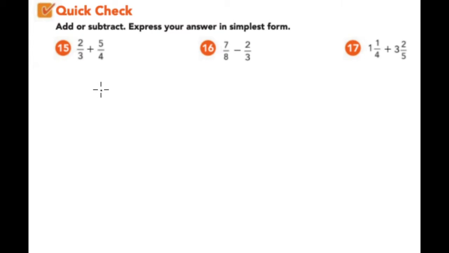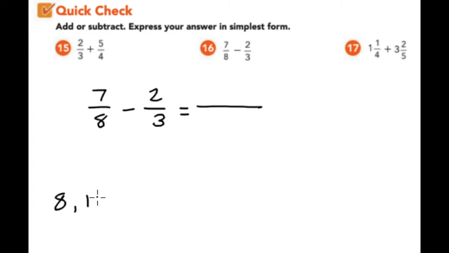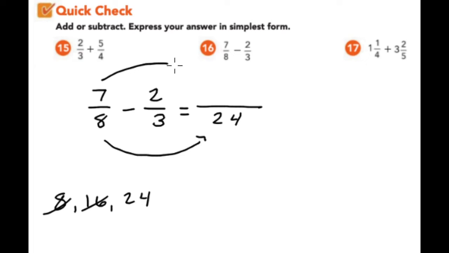For number 16, we had 7/8 minus 2/3. And we will rewrite this once we get our common denominator. And for this here, I know we have 8, 16, 24. 3 can't go into 8 or 16, but it does go into 24. So 24. That would be our common denominator. 8 goes into that 24 3 times. 7 times 3 gives us 21.